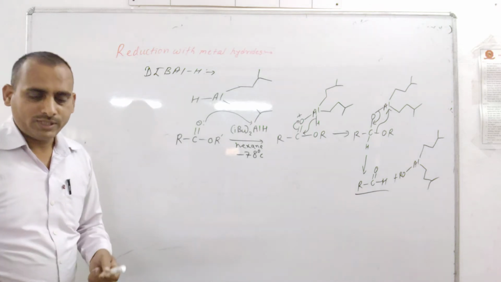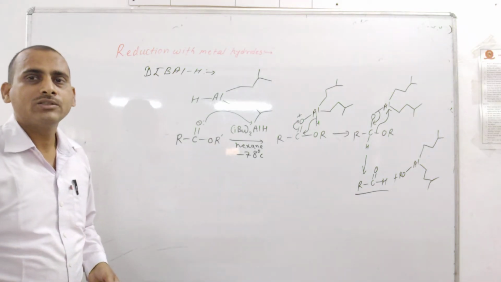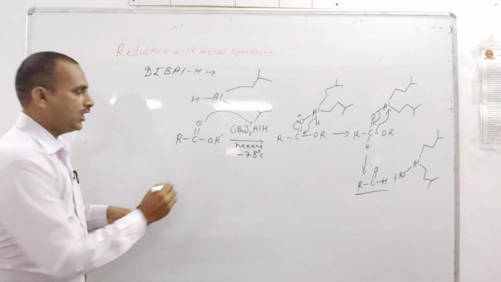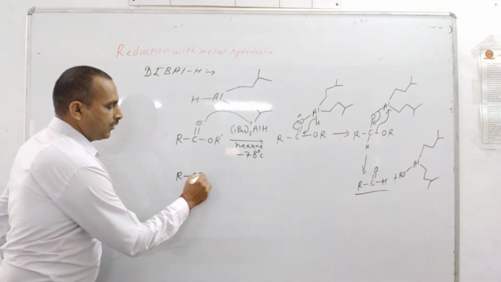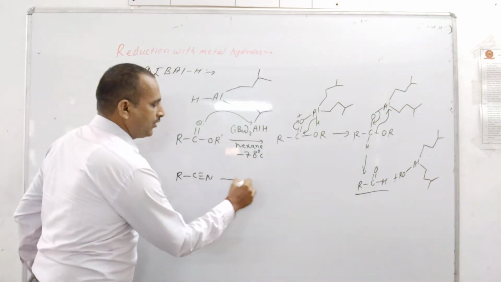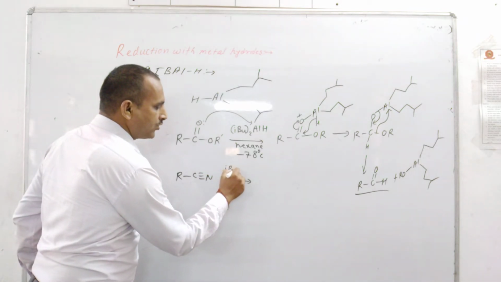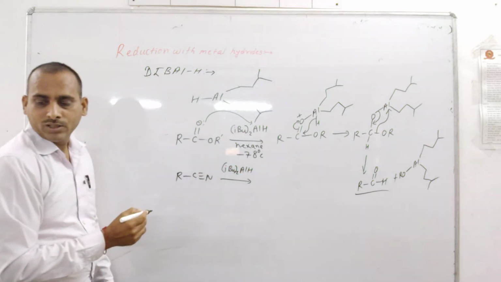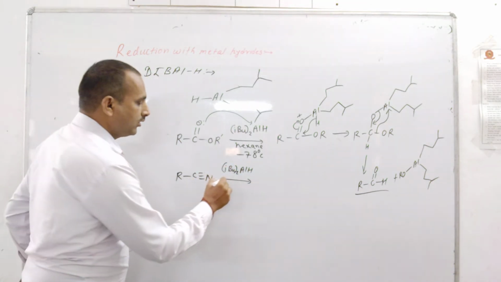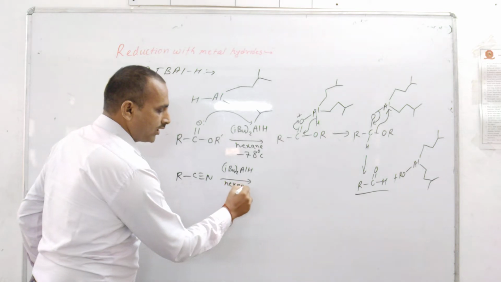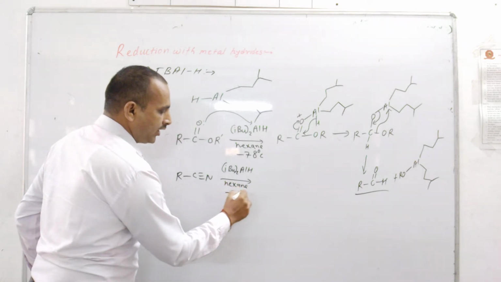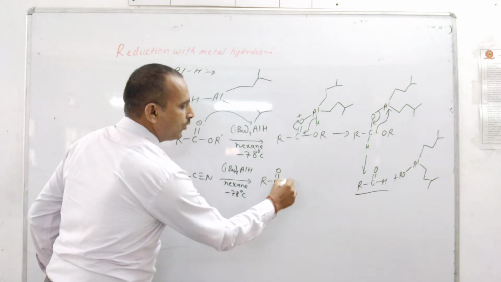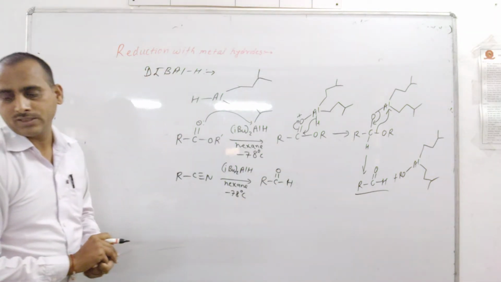Then it also reduces the cyanide to the aldehyde. So R C triple bond N, cyanide, by using diisobutyl aluminum hydride. Again the reaction is in hexane as a solvent at minus 78 degrees Celsius. Again there is formation of RCHO, aldehyde formation takes place.